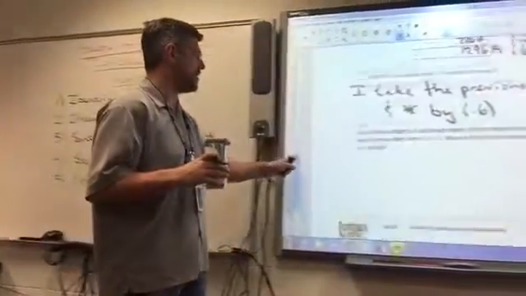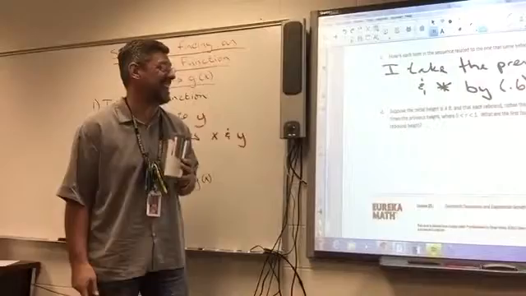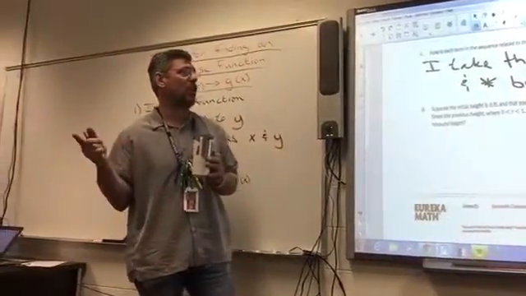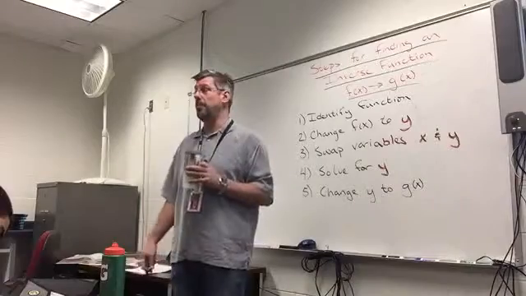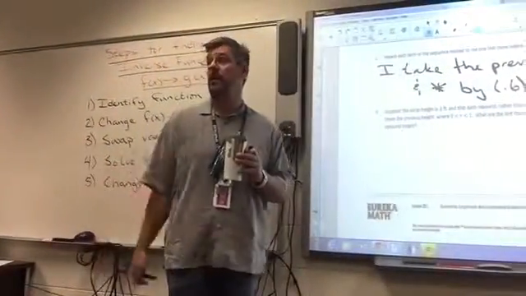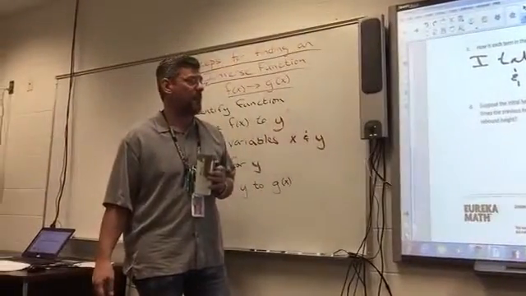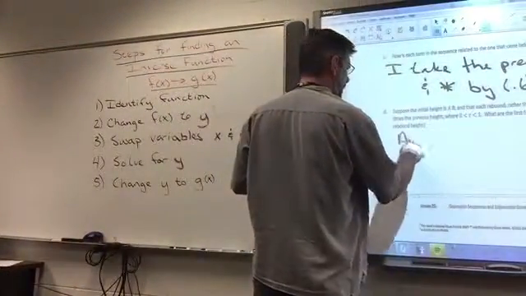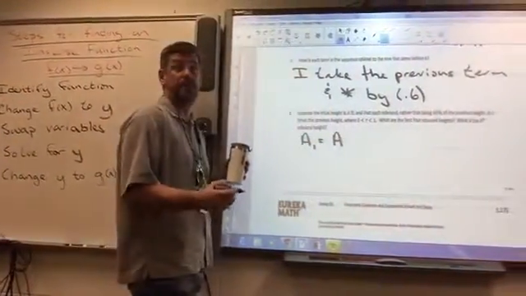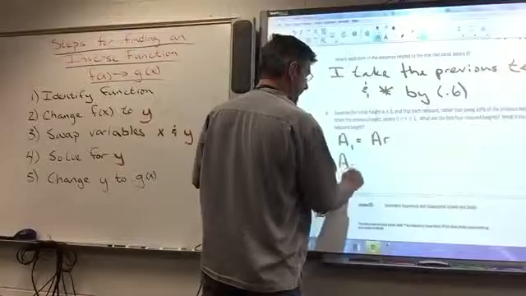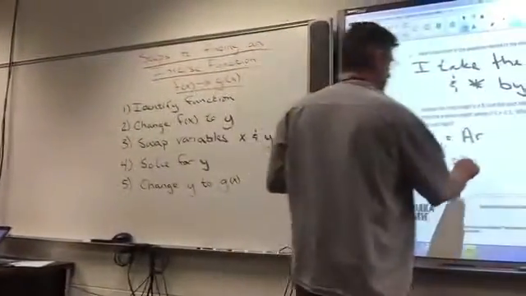Now, last question on the first page. Suppose the initial height is 8 feet, and each rebound, rather than being 60% of the previous height, is r times the previous height, where r is between 0 and 1. It is confusing, but what did we just do? I replaced 0.6 with r. So, A1 is going to equal A times r. A2 is going to equal A r squared. Do we see where this is going?